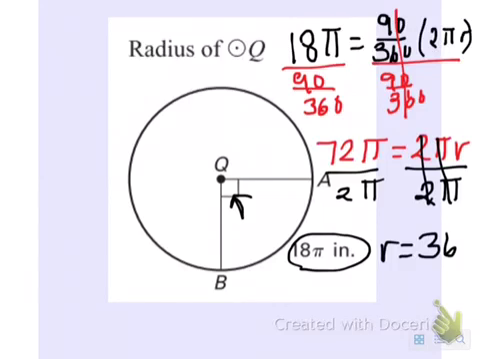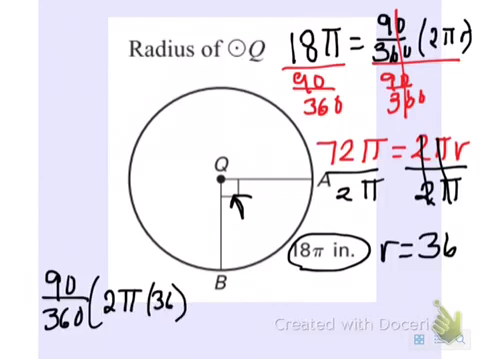You can always go back and check it by putting it back in the formula. I could say 90 over 360 times 2 times pi times 36, and see if I get 18 pi. So I would enter 90 over 360, parentheses, 2 shift pi times 36, and check my answer, and I get 18 pi, so I know I got it right.